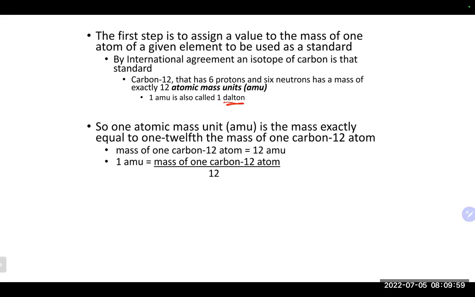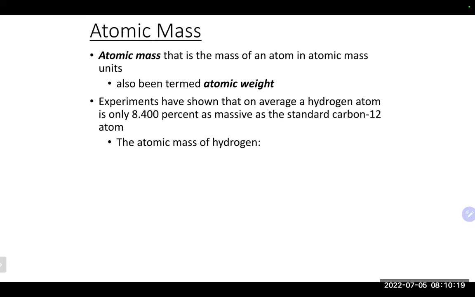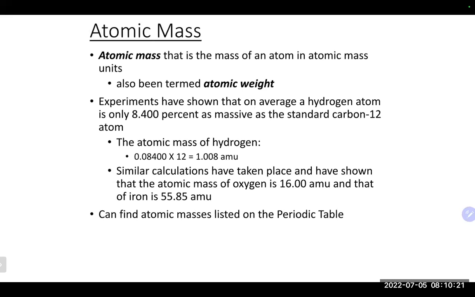Basically what they did is say, hey, this guy's only like 1% as big as the carbon-12 isotope, and they do some math to figure it out. So 1 AMU is basically 1/12 the mass of a carbon-12 isotope. So for example, experiments have shown that on average, a hydrogen atom is only about 8.4% as massive as a carbon-12 isotope.